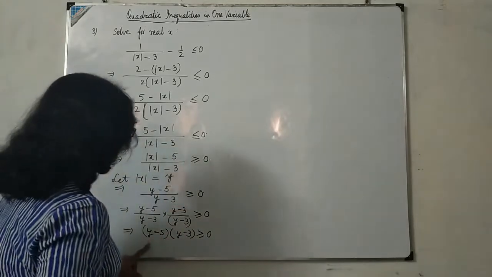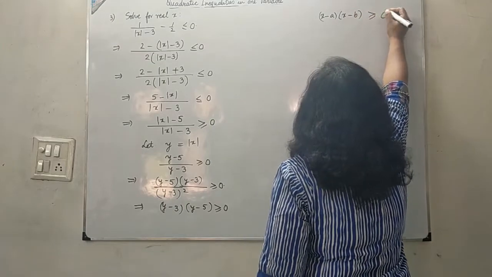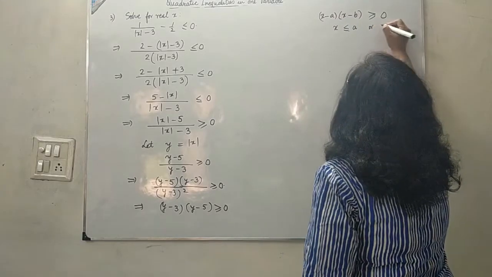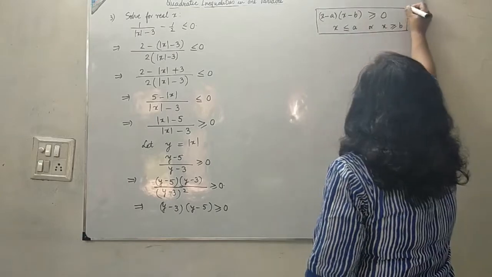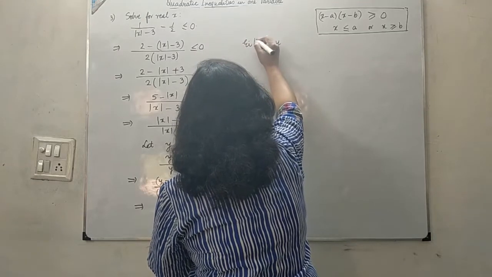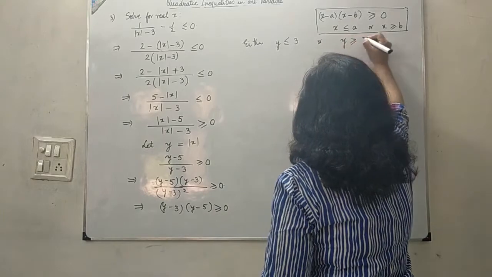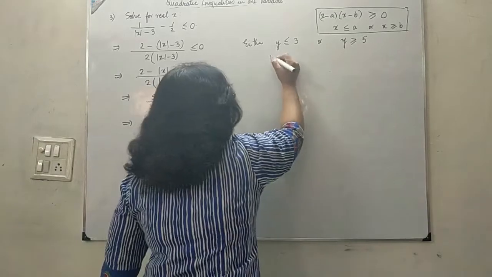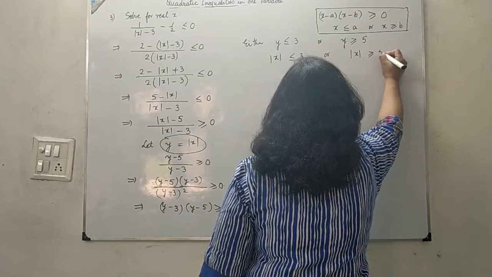(x - a)(x - b) > 0 in the case of greater than: x is lesser than the smaller number, or x is greater than the bigger number. We'll apply this result we have just studied, and now we'll have either y ≤ 3 or y ≥ 5. Now converting back y as |x|, I will be taking |x| < 3 or |x| ≥ 5.